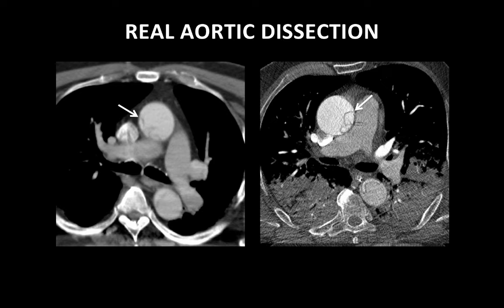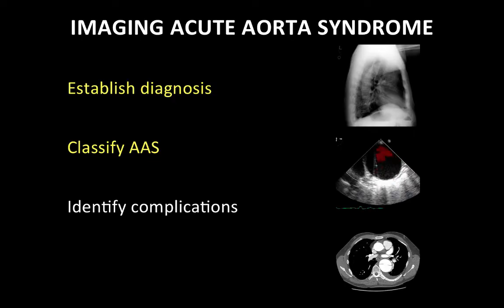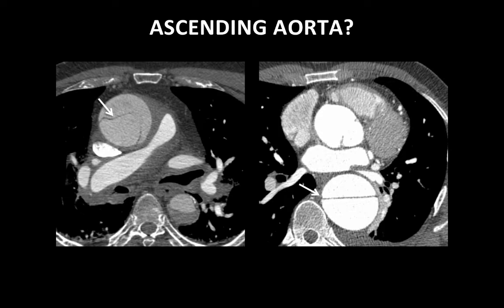Both of these were done without cardiac gating, and the true intimal flap that we see in both of these examples is very distinct from the pulsation artifact, the cardiac motion artifact that we saw in the previous slide. So once we've confirmed the presence of an acute aortic syndrome, there are certain things that we have to comment on that will help us classify the acute aortic syndrome even further and help guide management.